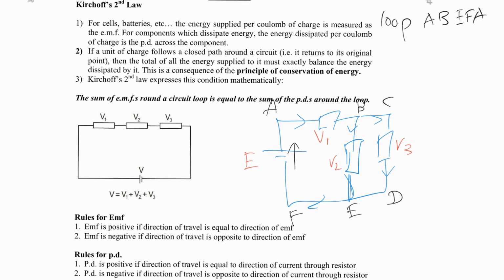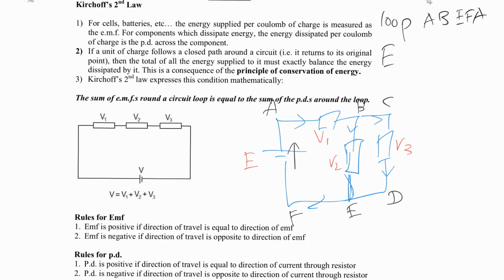Now what about PD? PD also has positive and negative. So PD is positive if the direction of travel is equal to the direction of current through the resistor. PD is negative if the direction of travel is opposite to the direction of current through the resistor. Now, let me just write first. Since I already said loop A, B, E, F, A, which is this way, and my travel is the same direction as the EMF, my EMF is actually positive. So I call it positive E.